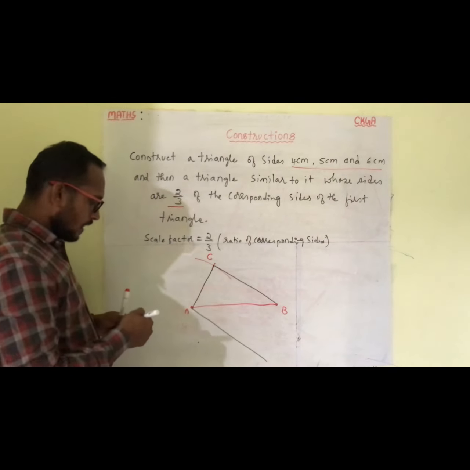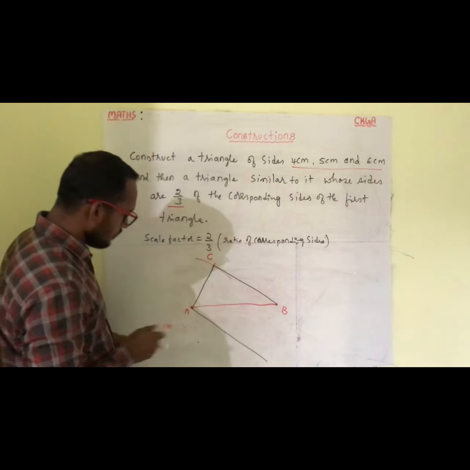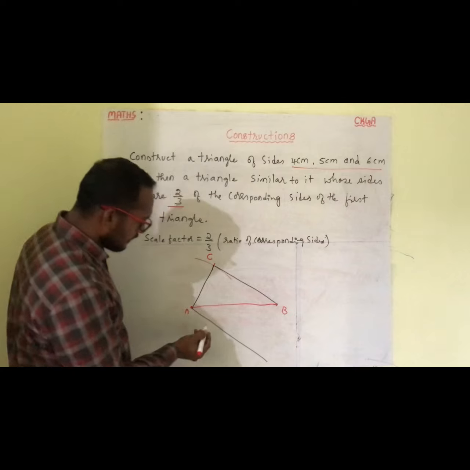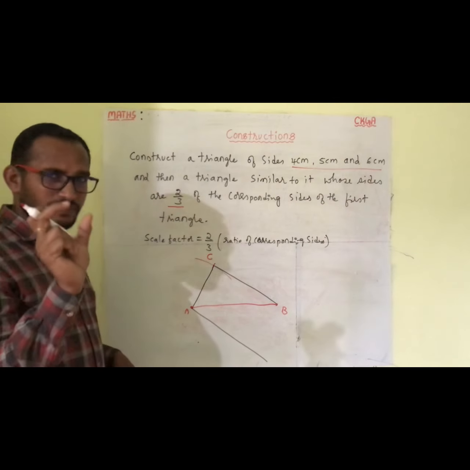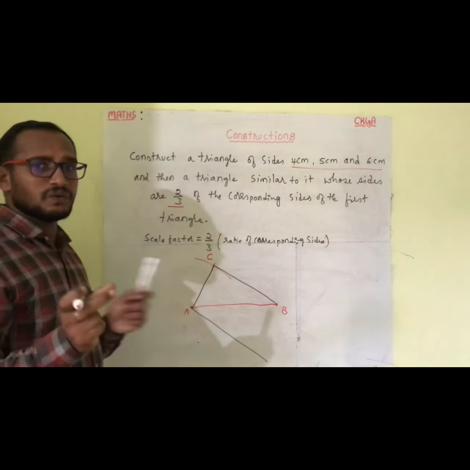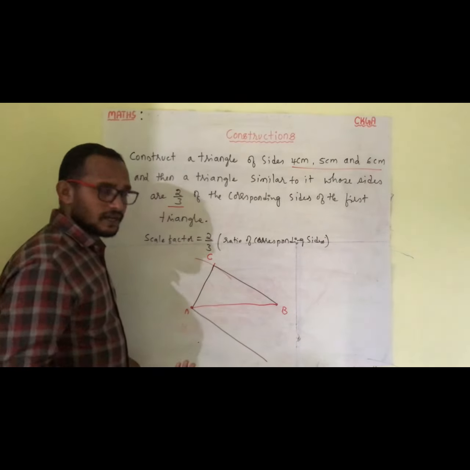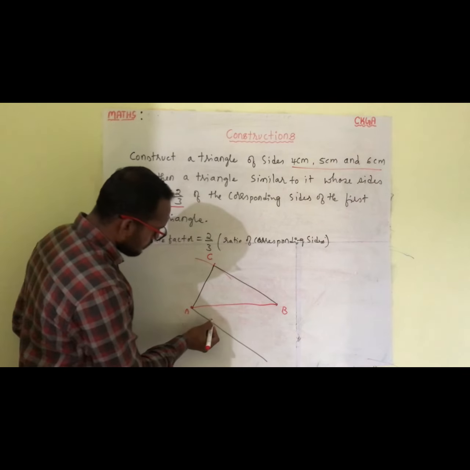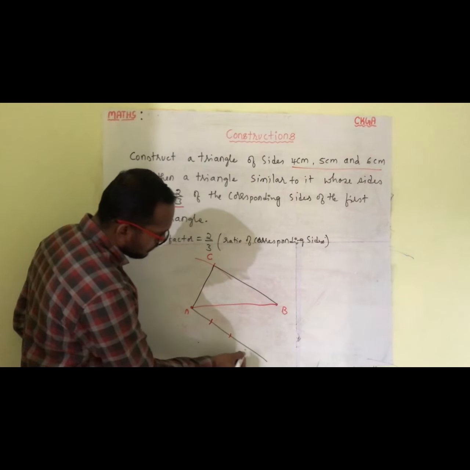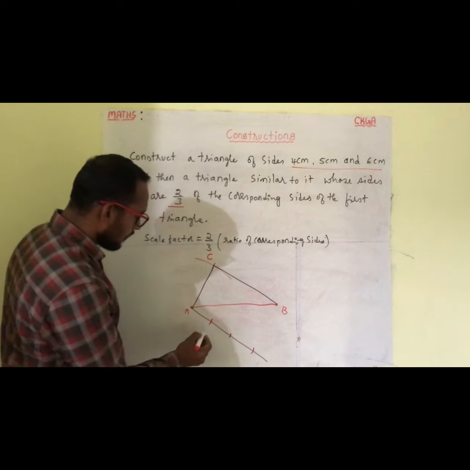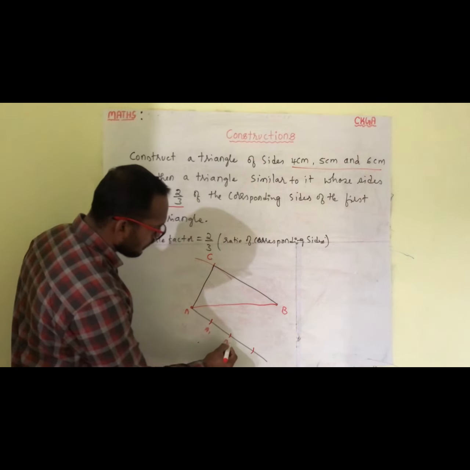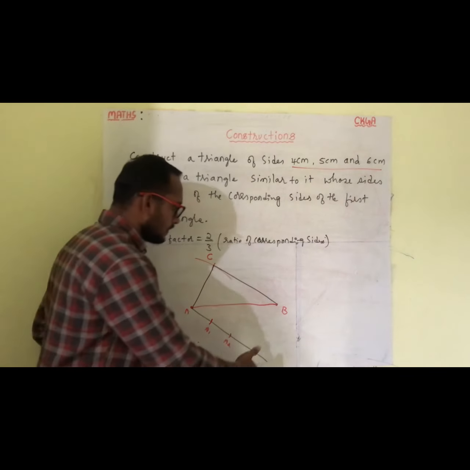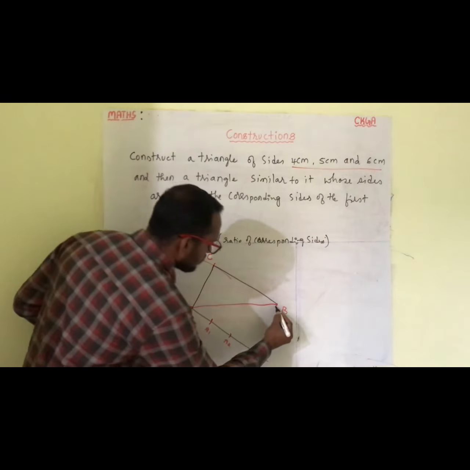So there are 3 parts. You just make 3 parts here, around 1.5 or 1.3 centimeters each. Don't take 1 centimeter, it will be very congested. So take around 1.5 centimeters and use a compass for this. I will make 3 parts: 1, 2, 3. Name them A1, A2 and A3. Finally, you just join A3 to B, just like this.